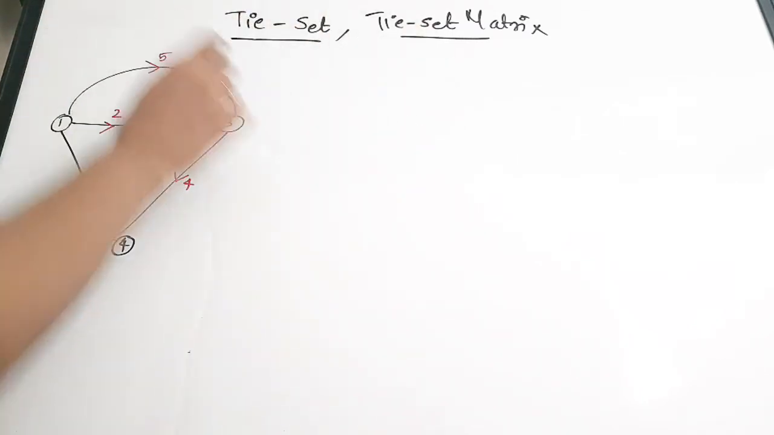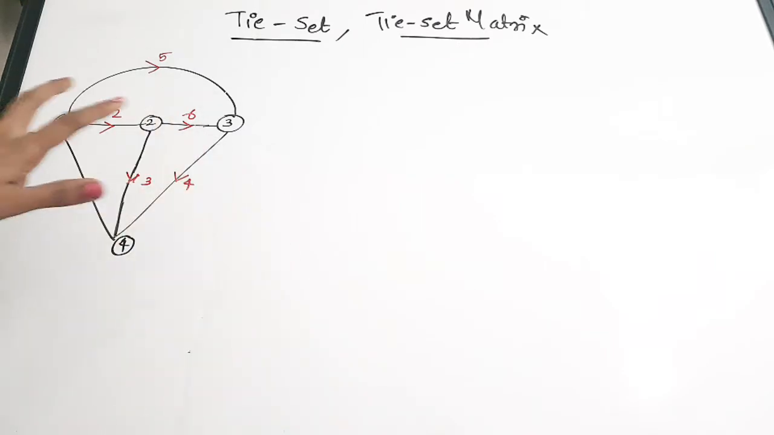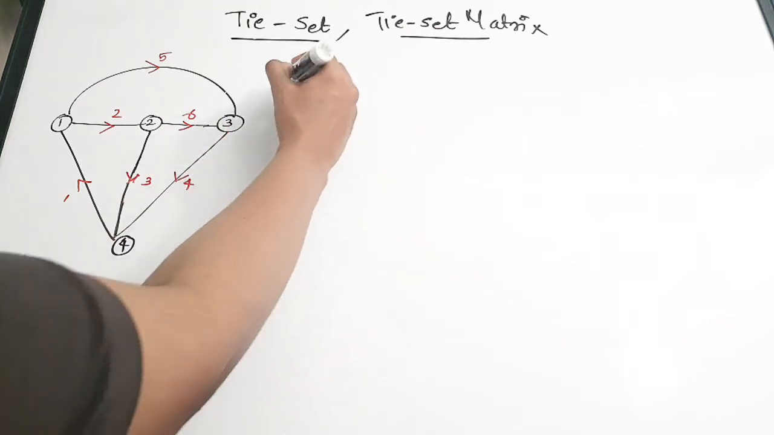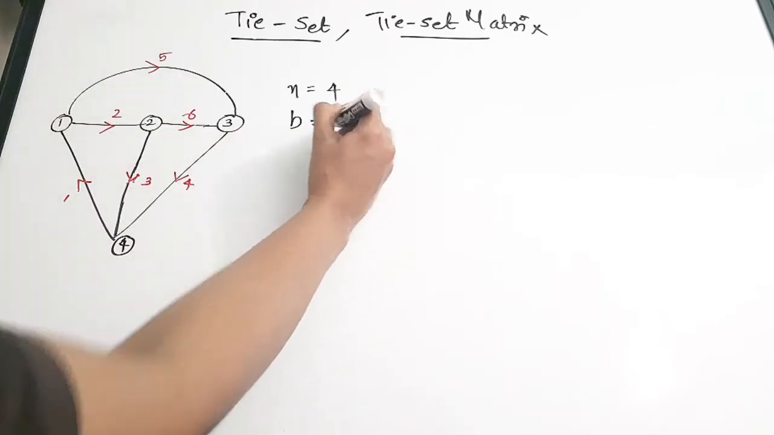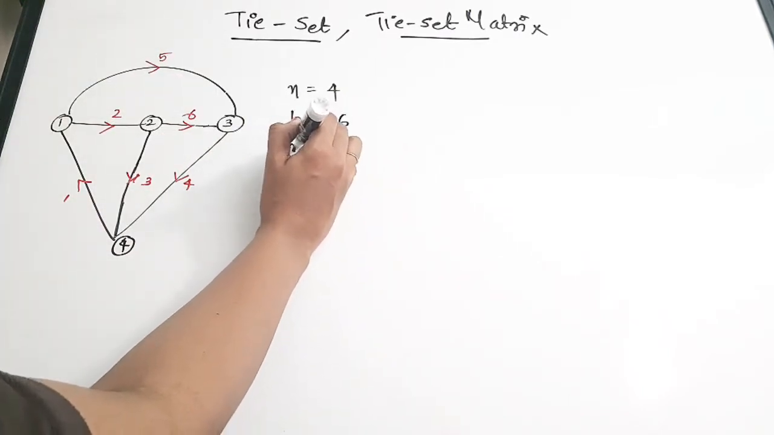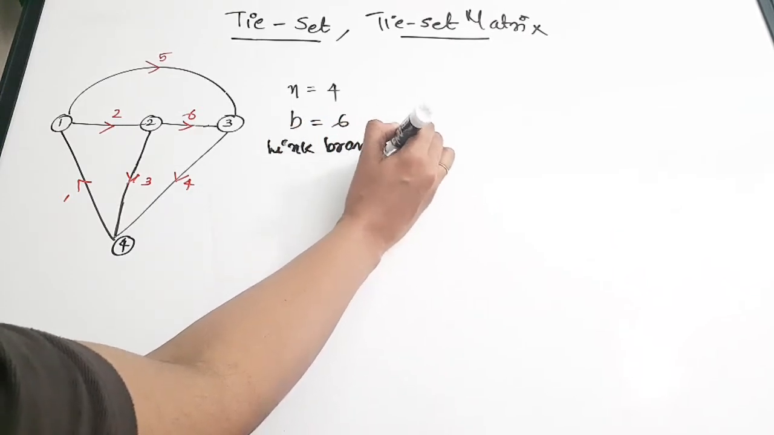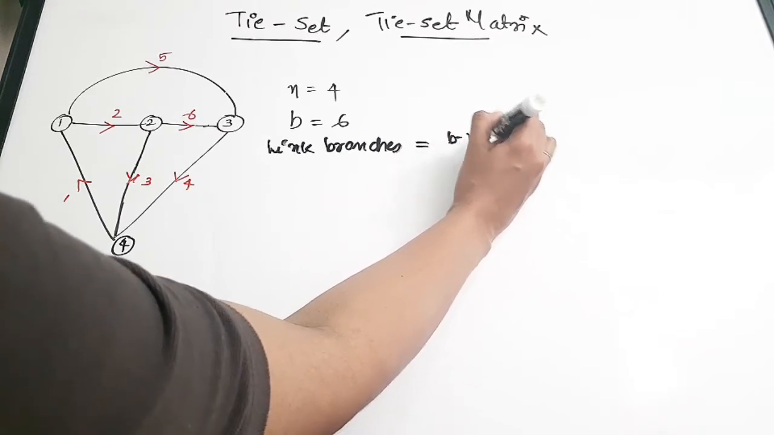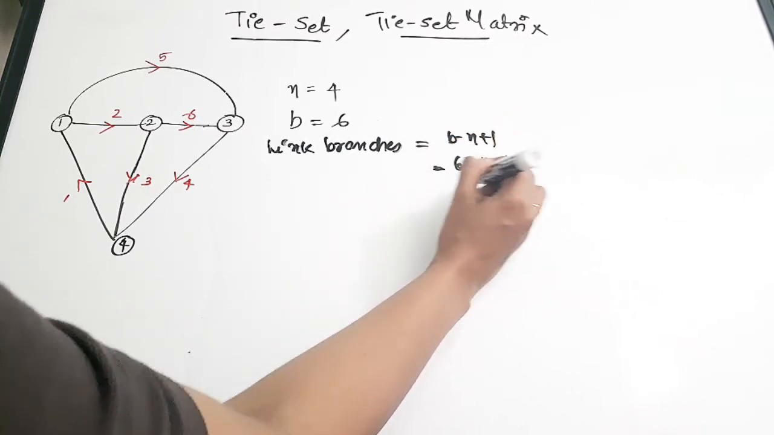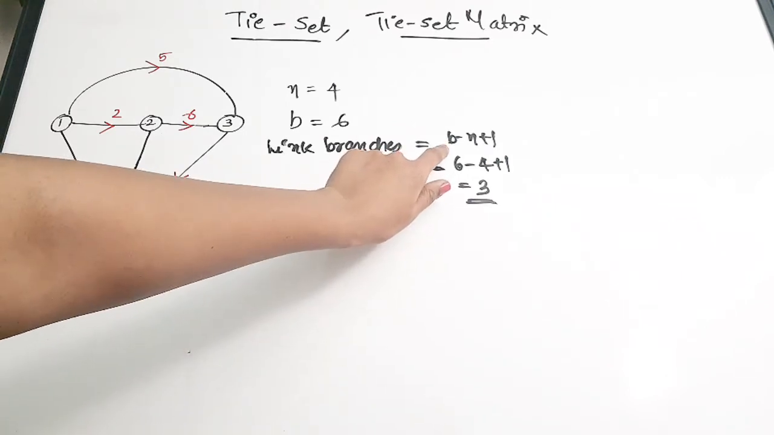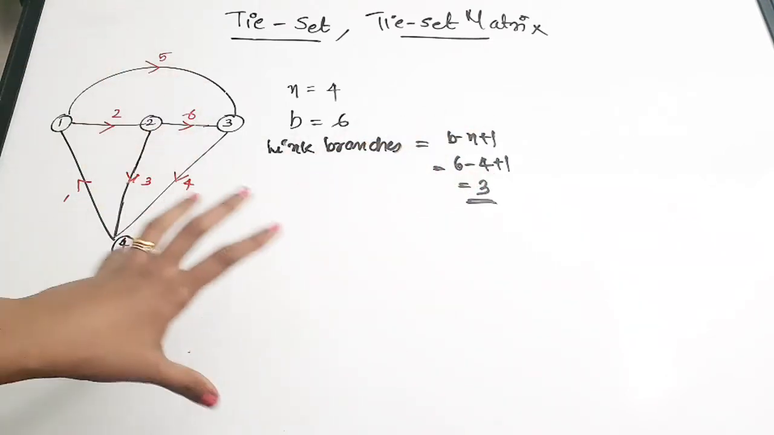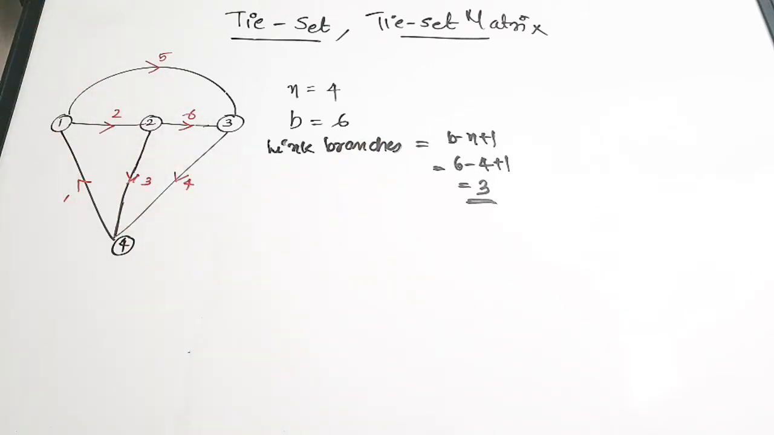So here, this is the graph we have drawn just before. How many nodes are there? There are n equal to 4 nodes, and branches b equal to 6 in total, numbered 1 to 6. And how many link branches will there be? Link branches is equal to b minus n plus 1. That is 6 minus 4 plus 1, which is equal to 3. So if you remove 3 branches, you can form a tree out of this, right? So this much is clear. Another important thing is that this equation is also the equation for the number of loops present inside this graph, which is 3.